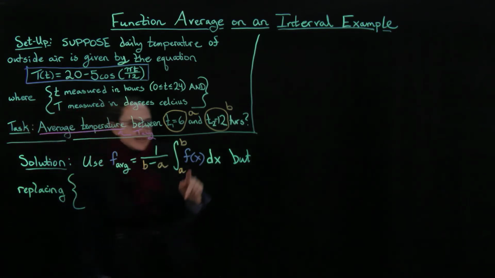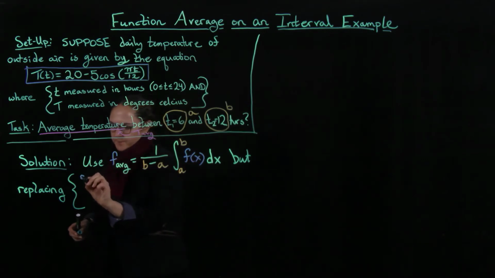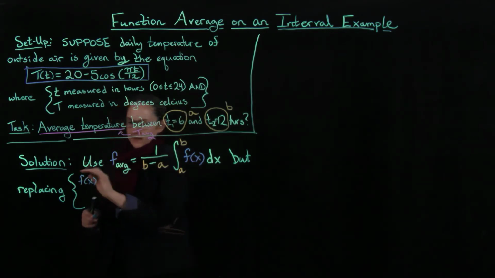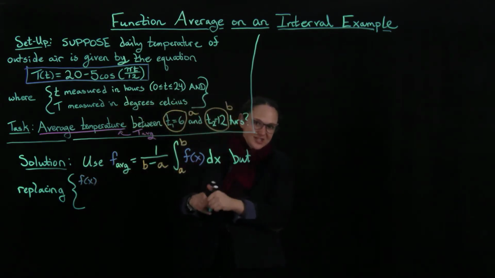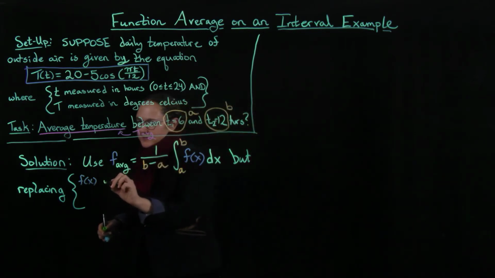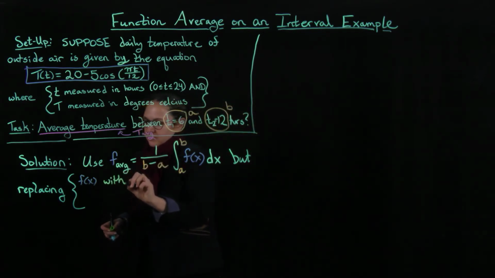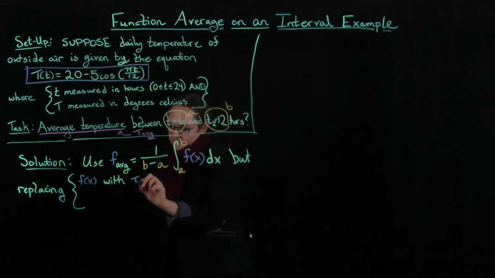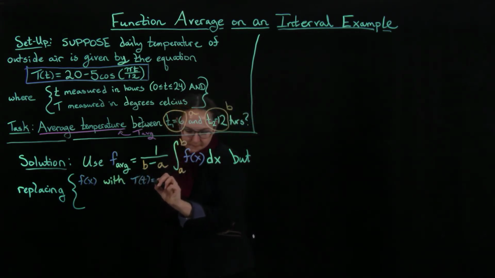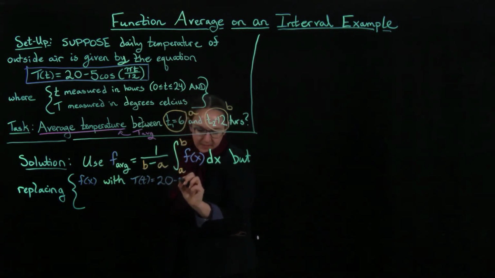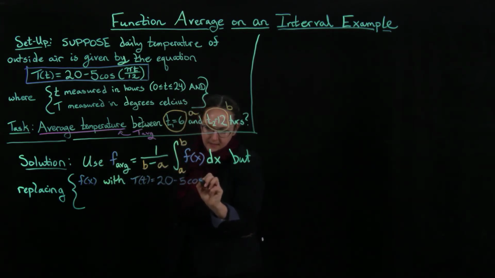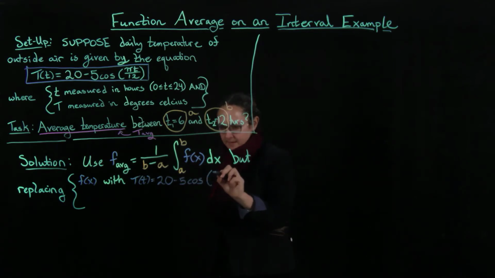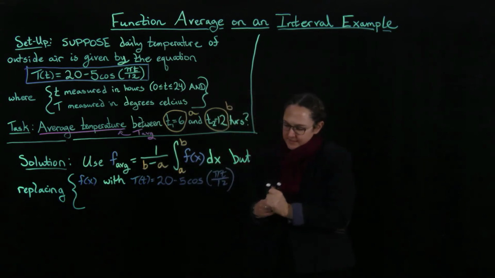I want to replace f of x in here. That's the function that we're averaging over our interval. I'm averaging the temperature, so I need to replace that with T of t, which is 20 minus 5 cosine of pi times t divided by 12. Okay, so that's the first replacement.